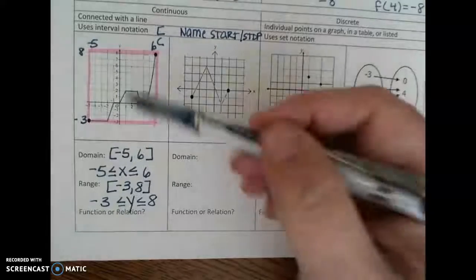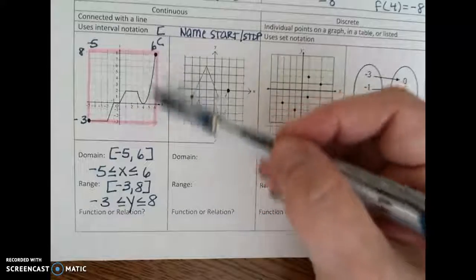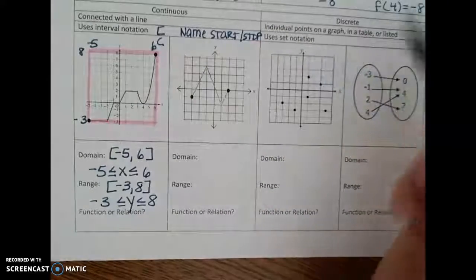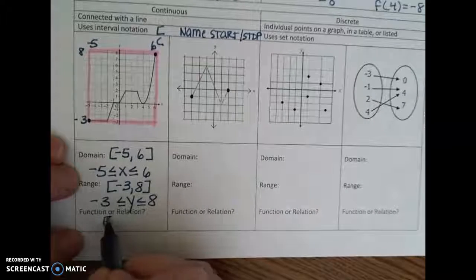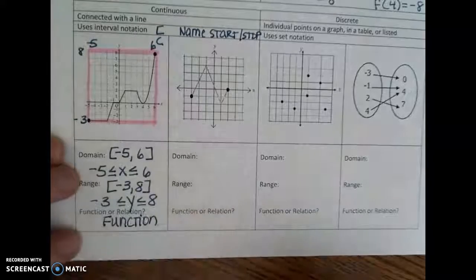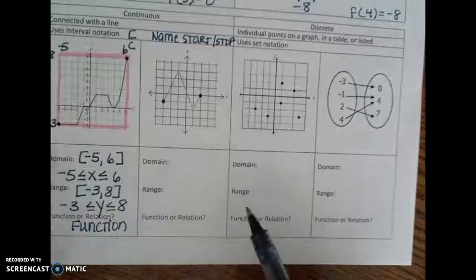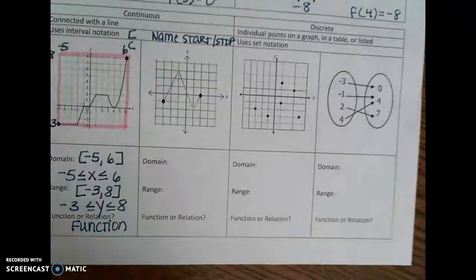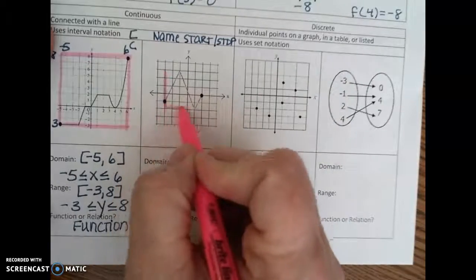All right. Function or relation, if I check the vertical line test, this graph passes the vertical line test. There's no x values stacked up over each other, so this is a function. All right, take a look at the second one. We can draw our box again to help us. You don't need the box, don't use it. It's just a tool.